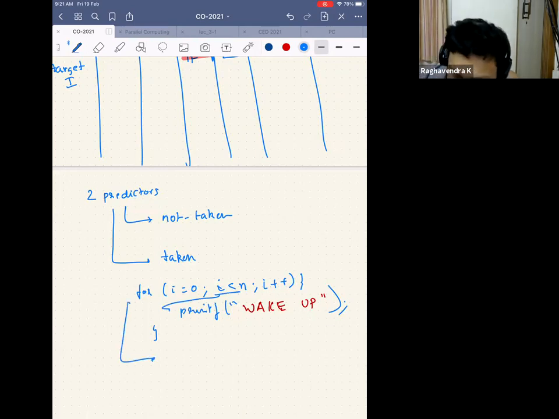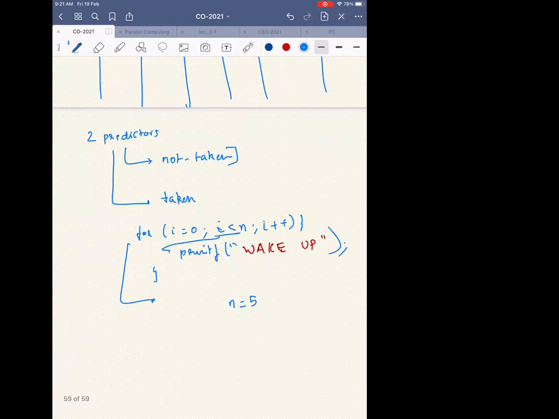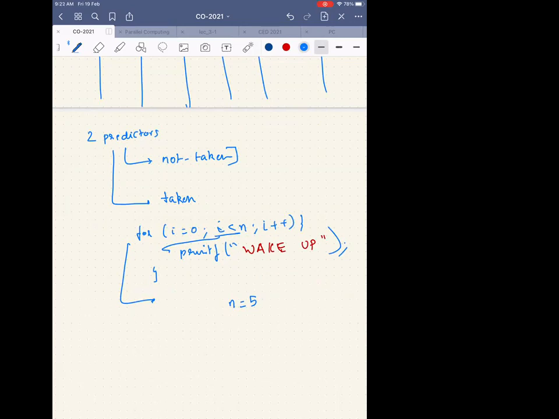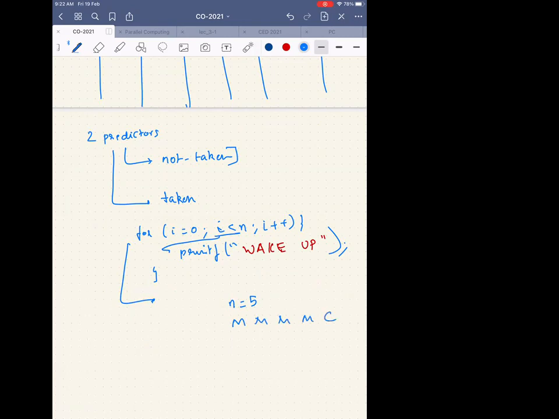So what happens in the not taken case? Let's say I am always predicting it as not taken, and n is 5. How many times am I mispredicting and how many times am I predicting correctly? All 5 times you're mispredicting? No, there should be one correct prediction always. The last one will be correct. So I mispredict, and then I'm correct.